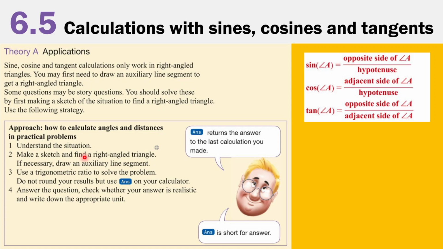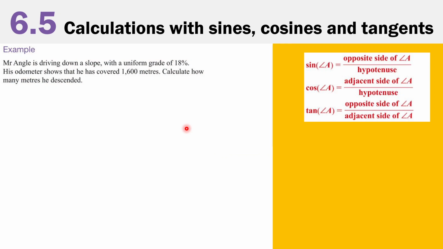Make a sketch and find a right angle triangle, because this works in right angle triangles, right? If necessary, draw an auxiliary line segment, an outline. Use a trigonometric ratio to solve the problem. Do not round your results, but use the answer button on your calculator, because that doesn't round, right? Answer the question, check whether your answer is realistic, and write down the appropriate units. Again, this part you have to use a lot, right? So know the ratios. Let's take a look at some exercises.